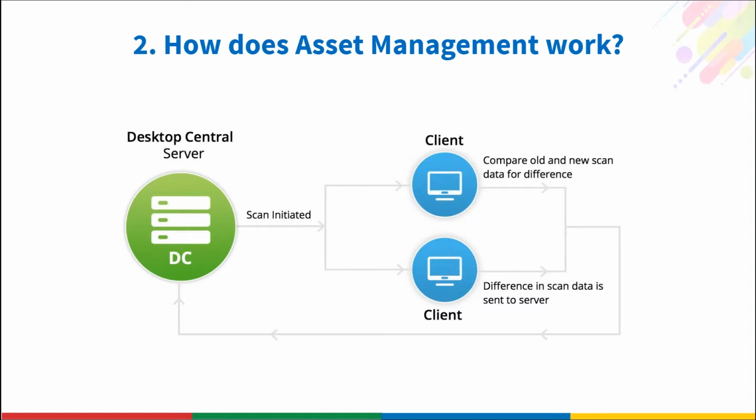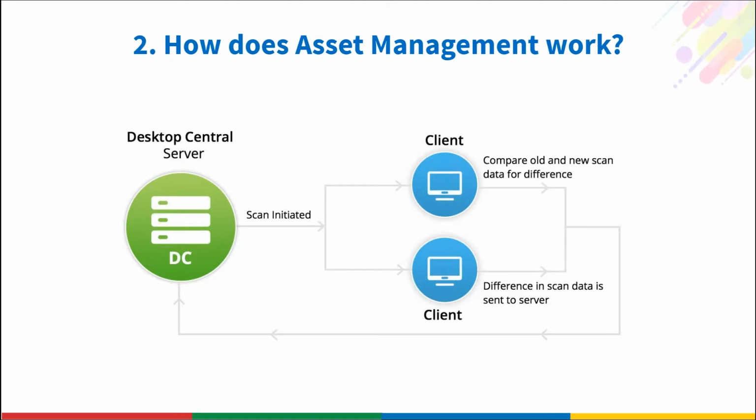So asset scan is a very important factor in asset management. When a scan is performed for the first time after the agent installation, it takes the complete data of a computer, which includes details like hardware, software, system information, warranty information, all the details will be collected over here. So this is called a full scan or complete scan. All the details will be collected from scratch. So this is for the first cycle, okay?